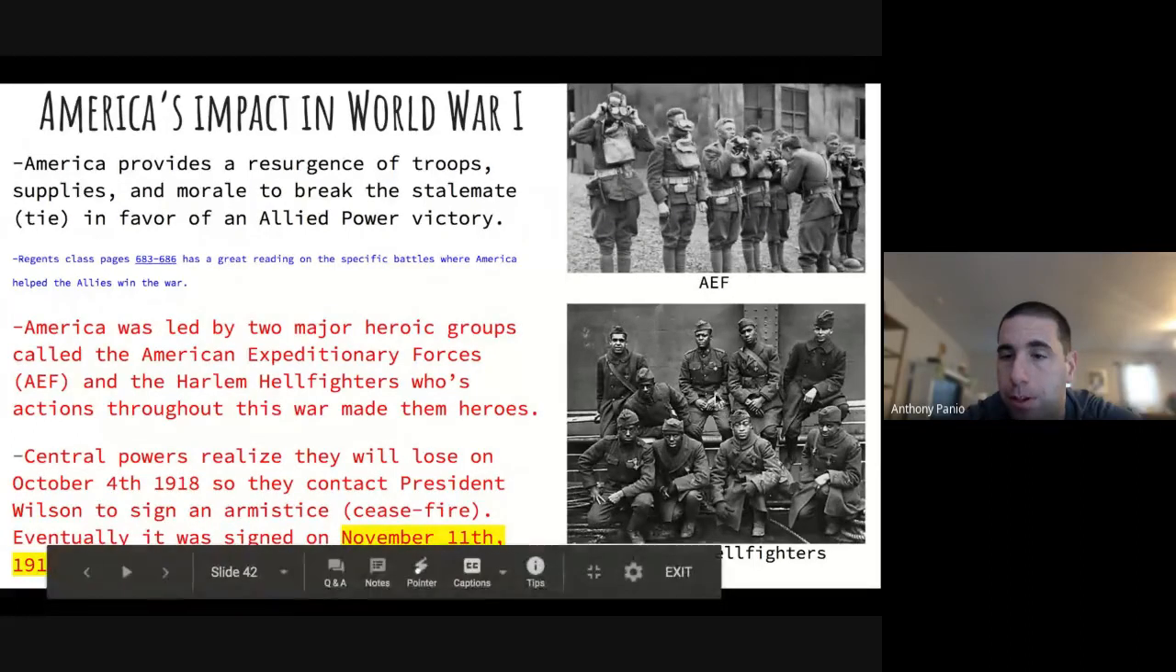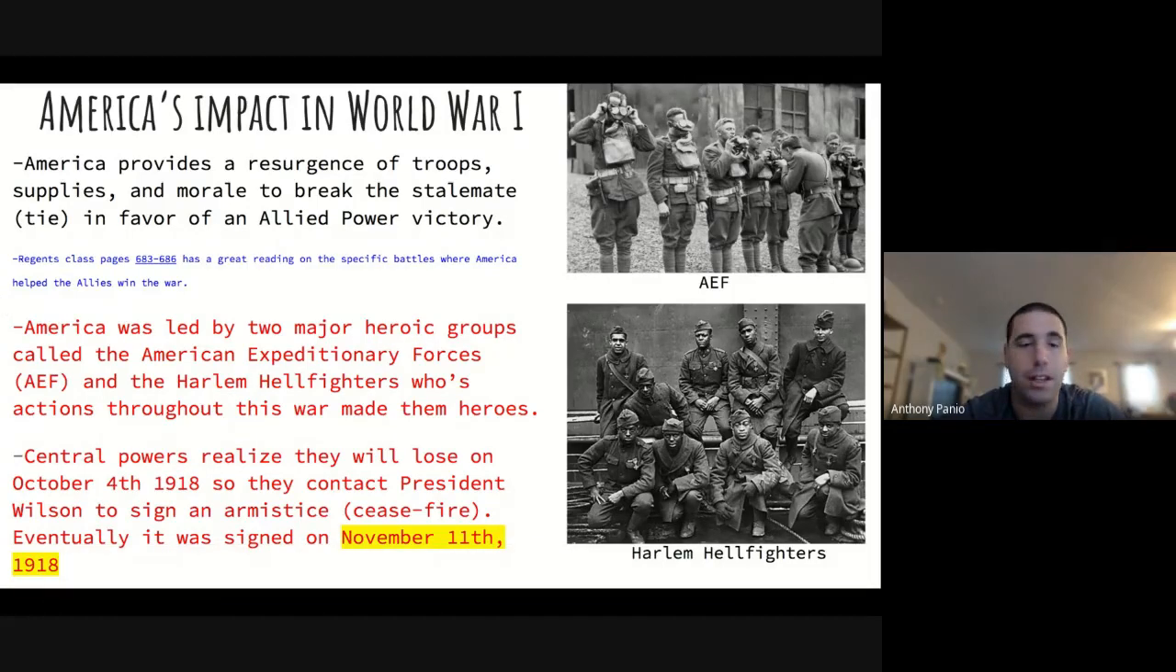The Harlem Hellfighters, basically, you just need to remember, our country's still going through segregation. That means our military in both World War I and World War II will be segregated. So you notice this here, the AEF is a very white group. This is the very black group. They were segregated. Even though they fought for American sides, they were segregated.